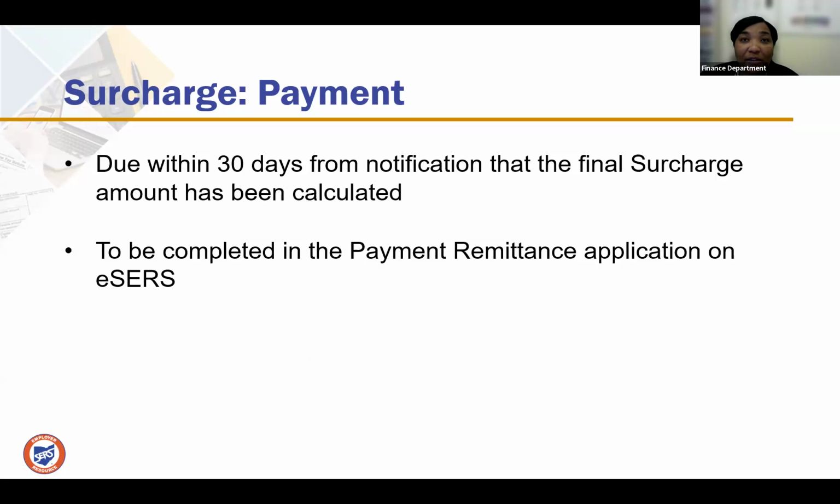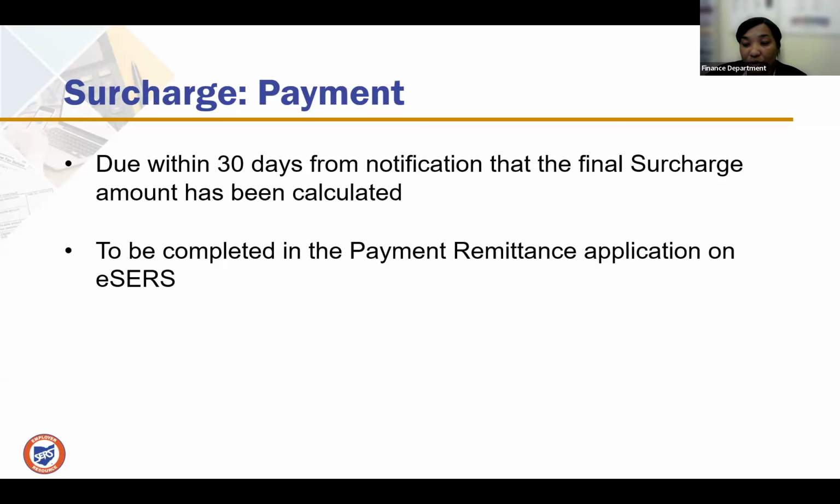And then to pay the payment for surcharge, you will have to go under payment remittance, click new payment remittance, and under your unpaid liabilities, there will actually be a surcharge line for you to check mark and pay. So you'll pay just like your other regular liabilities, you just check mark the surcharge and then continue on.